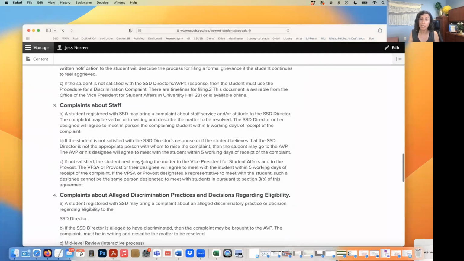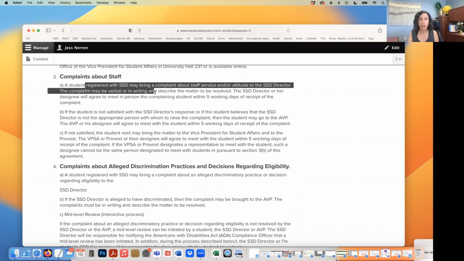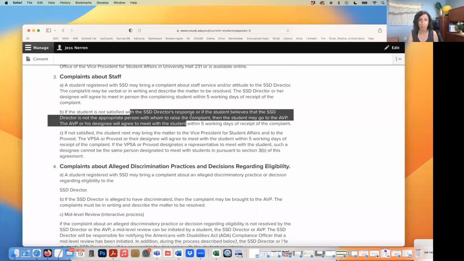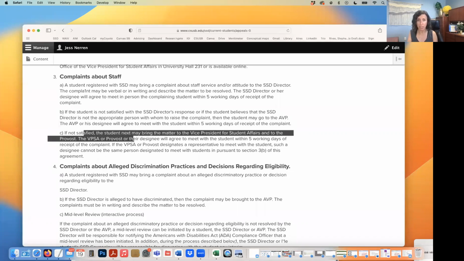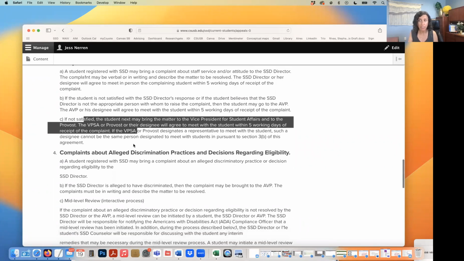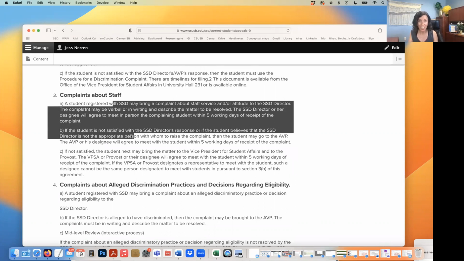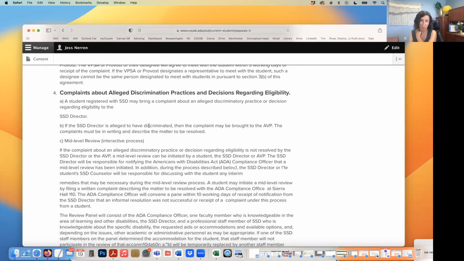And then complaints about staff, you have the right to complain about us, and if you have a complaint about us, you have the right to complain about it. So you can bring complaints about someone else to me or to the SSD director. If you have complaints about the SSD director, you can take them to the AVP. And we need and want to hear those too. After that, step 3 would be to take it to the VP of Student Affairs office. I know it sounds like a lot of steps, but I definitely encourage you to always start at step 1 and then step 2 and then step 3, because chances are it's going to be resolved long before you get to the end of that process.